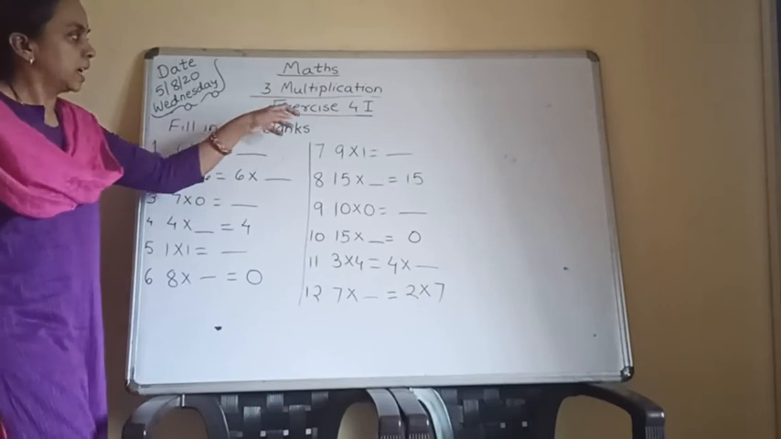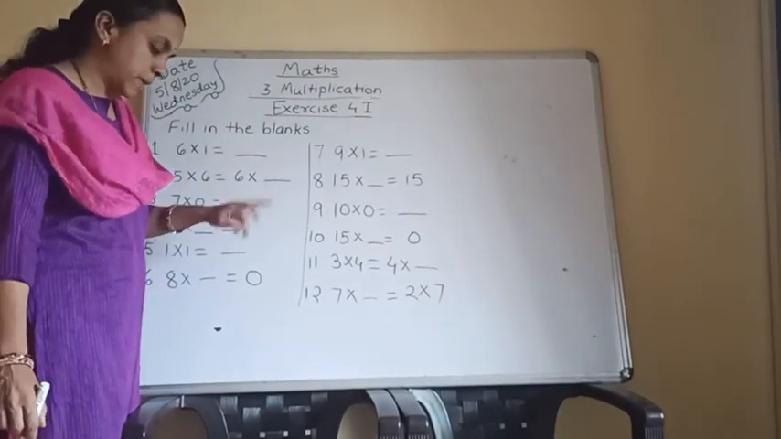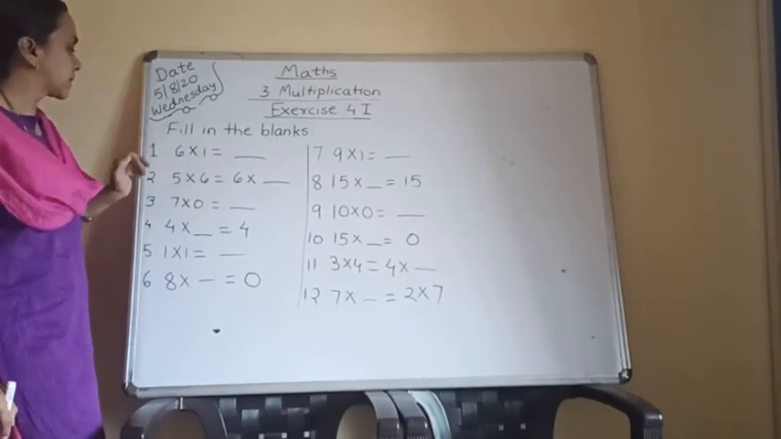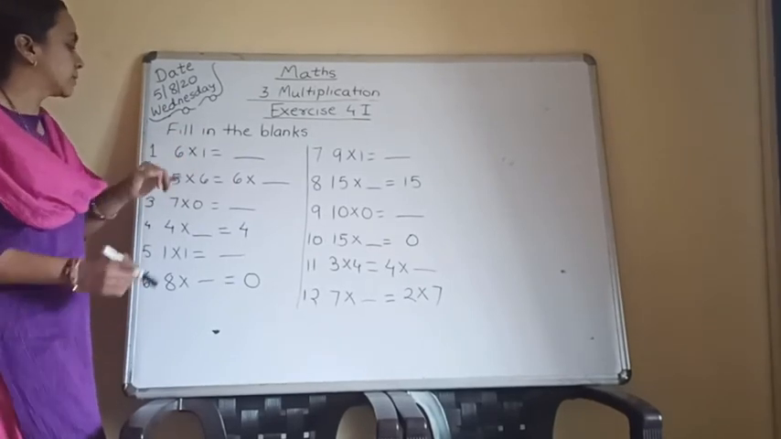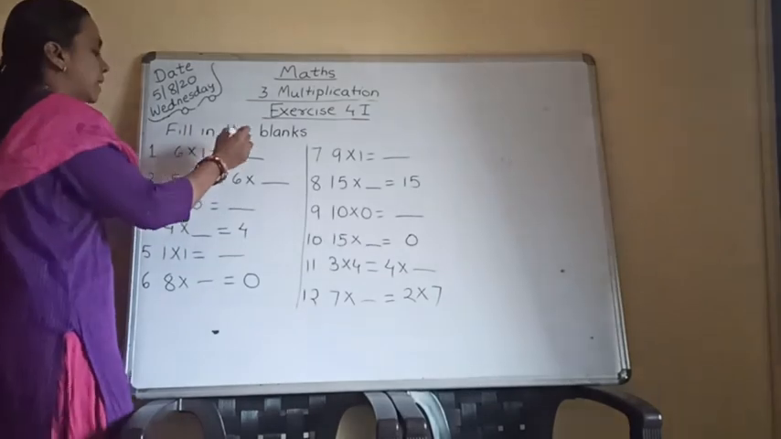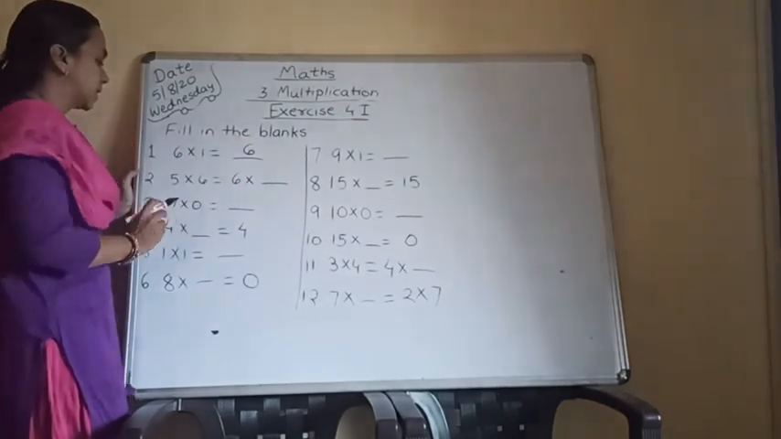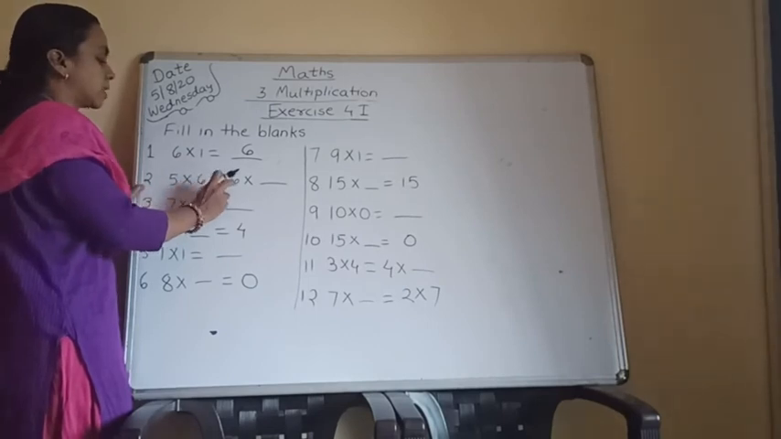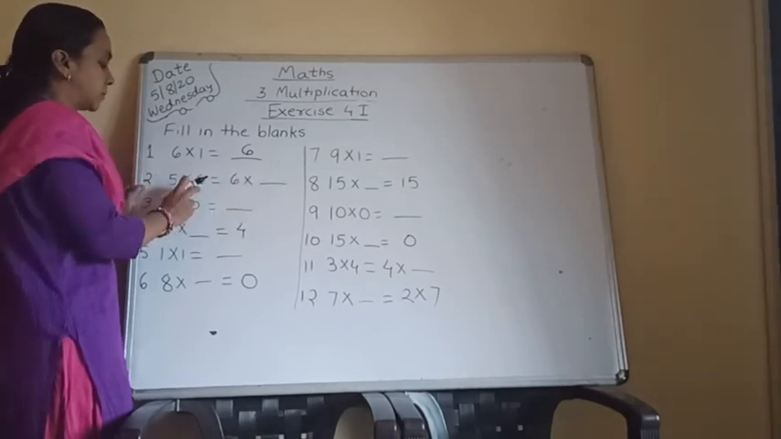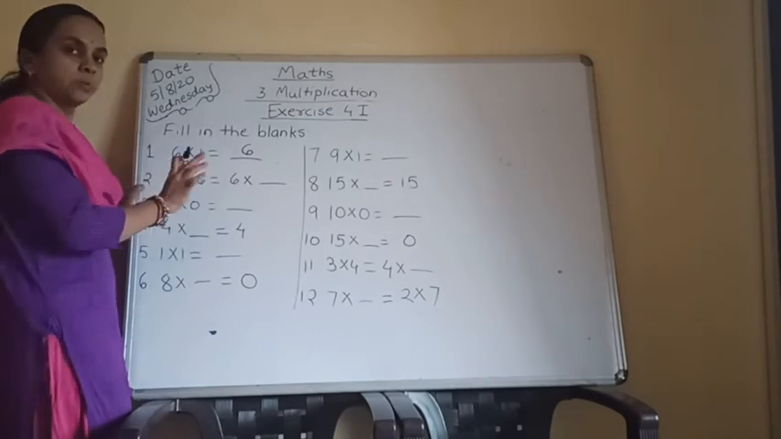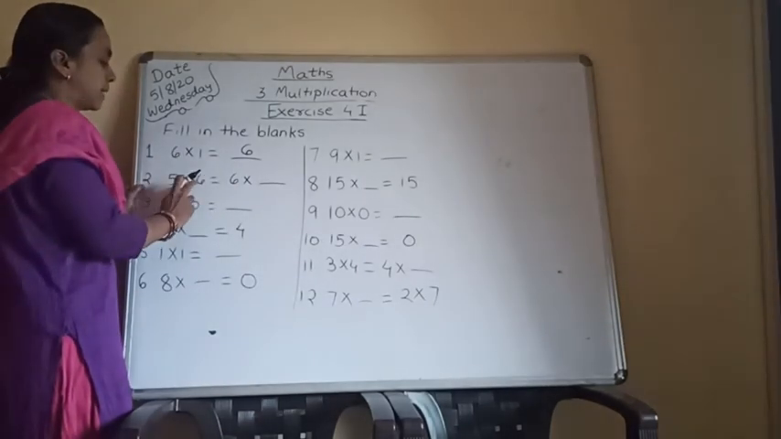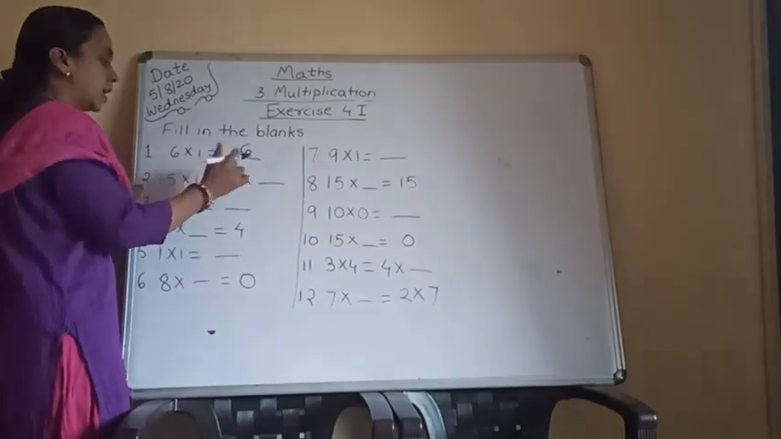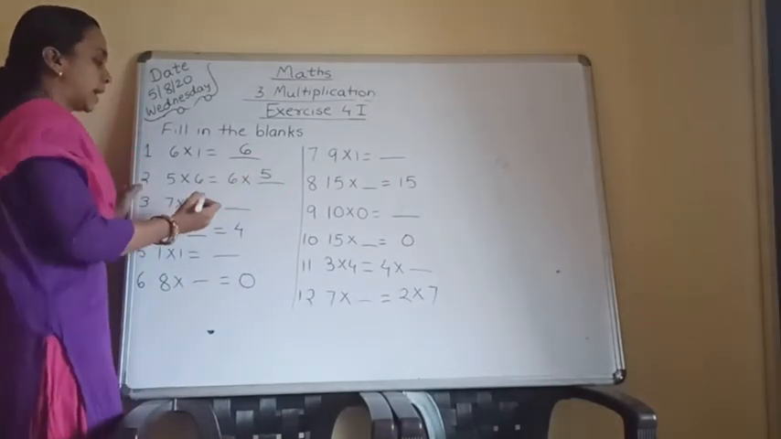Now see exercise 4I, page number 58. What is the question? Fill in the blanks. First question. 6 1s are 6. 6 multiplied by 1. 6 1s are 6. Second question. 5 multiplied by 6 equal to 6 multiplied by dash. See, both the sides we have to do equally here. So 5 multiplied by 6 this side equal to 6 multiplied by 5. So we have to write down here 5 number.